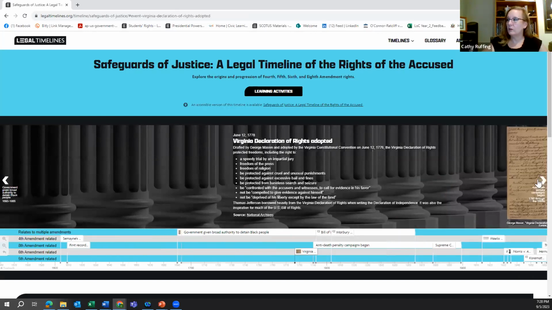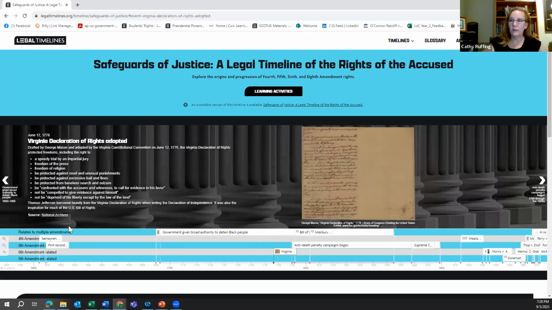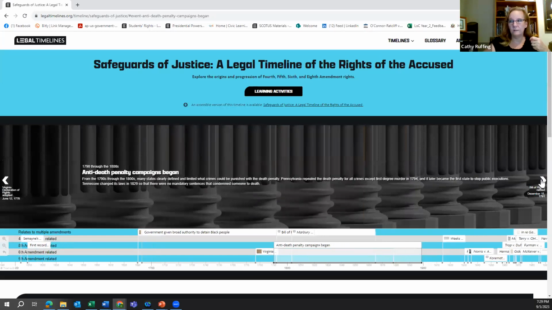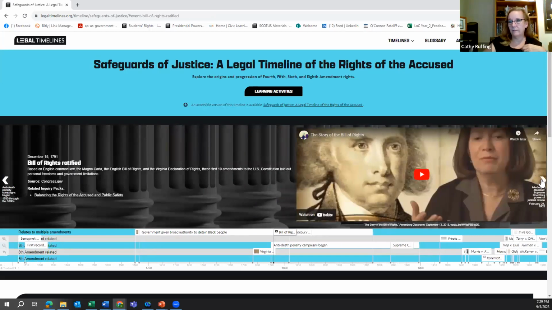So while you're speaking, I'm just going to go through the students one. And this one, like Shalina was talking about with federalism, where it has the different parts of federalism down here on the timeline, this one has the different amendments that the rights, that safeguards of justice, rights of the accused pertain to. So obviously all constitutional amendments, so also really tied to the Constitution. And as Shalina mentioned, sometimes there are little videos that take you into a little bit deeper dive.